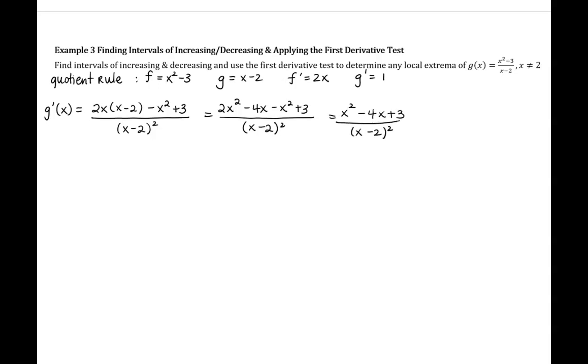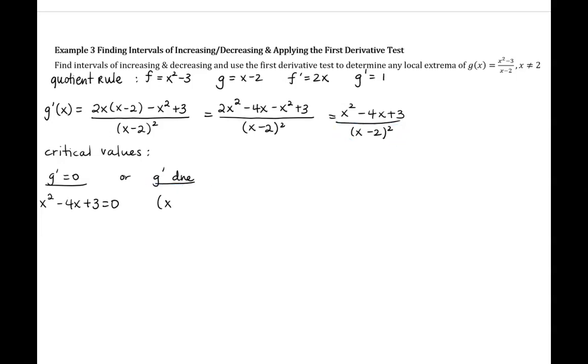And now that we have a simplified numerator, I will go ahead and look for my critical values. To find critical values, we are looking for where the derivative is equal to 0 or where the derivative does not exist. The derivative is a fraction, and fractions are equal to 0 when their numerator is equal to 0. Because we know that when the denominator of a fraction is equal to 0, then it would not exist.